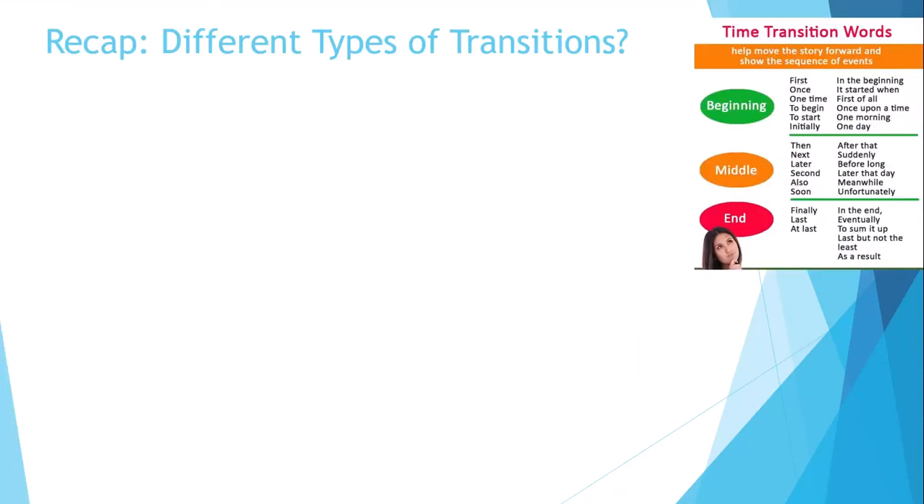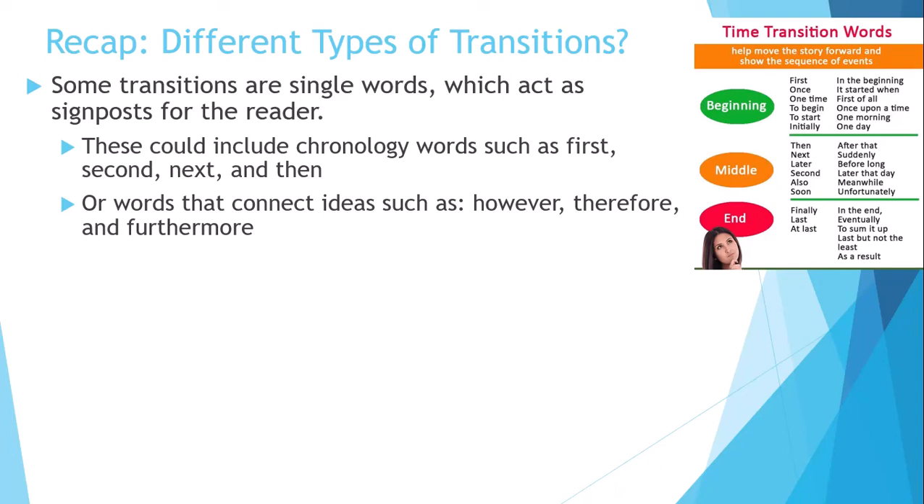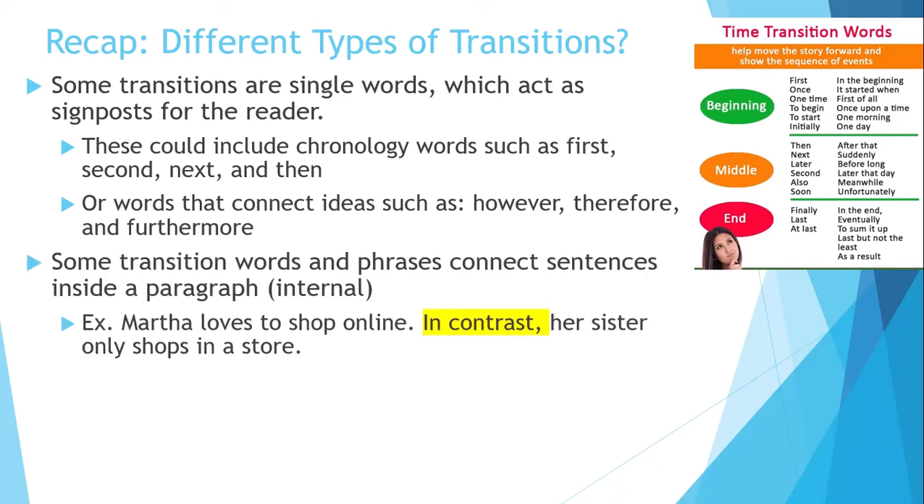So, to recap, different types of transitions. Some transitions are single words, which act as signposts for the readers. They could include chronology words, that's showing time, things like first and before, after, second, next, then. Or they could be words that connect ideas in different ways. There's a lot of different categories. So showing differences like however, therefore is a conclusion word. Furthermore is adding a point or expanding upon a point.